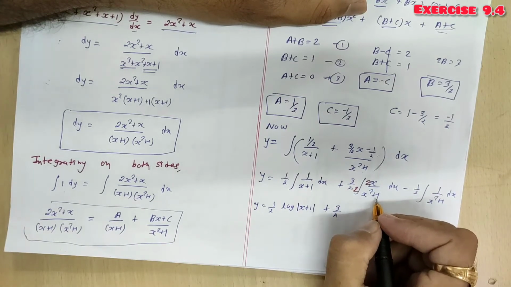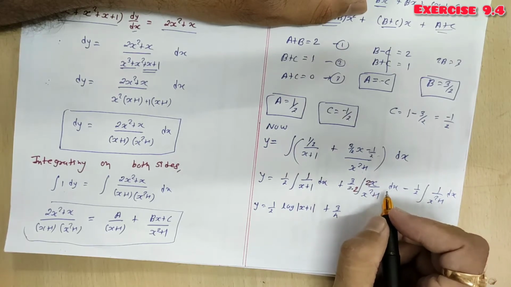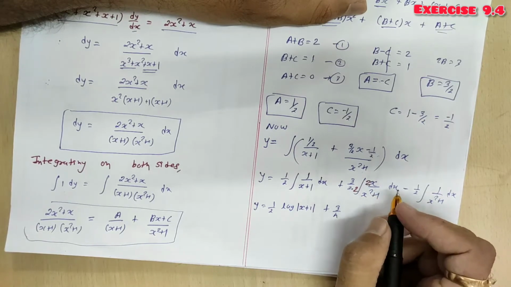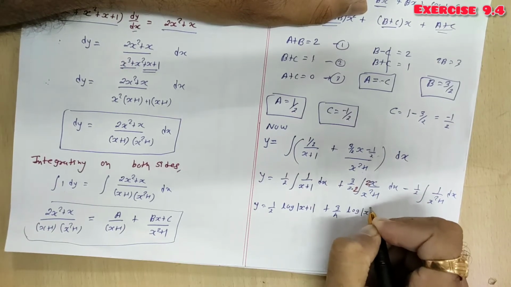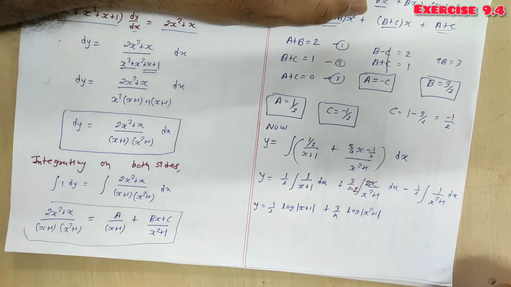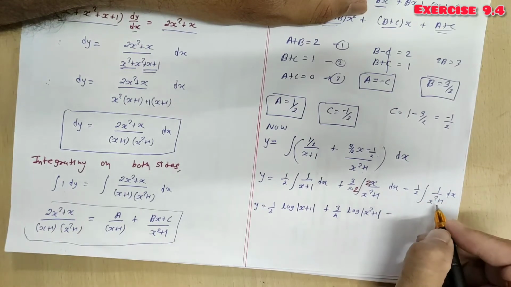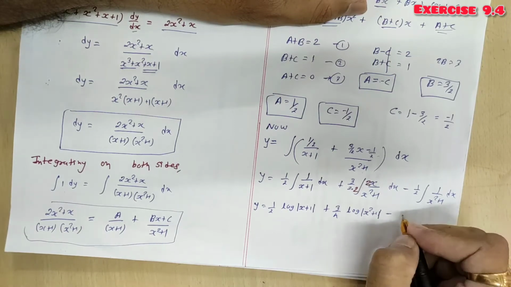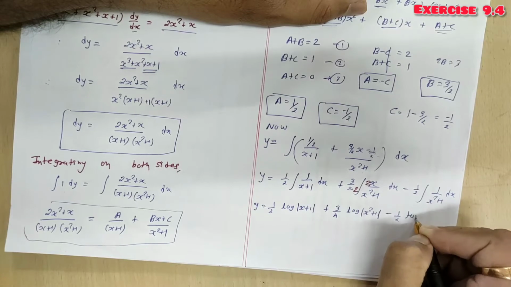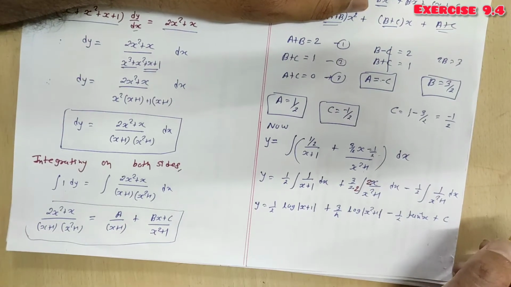Again take x square plus 1 equal to t. So we get 2x dx equal to dt. So it's integration of 1 upon t dt. So it's log mod t, and our t is x square plus 1. Clear? Minus 1 by 2. This one is x square plus a square. 1 upon a tan inverse x by a. A is 1. It's 1 by 2 tan inverse x plus integration constant c.